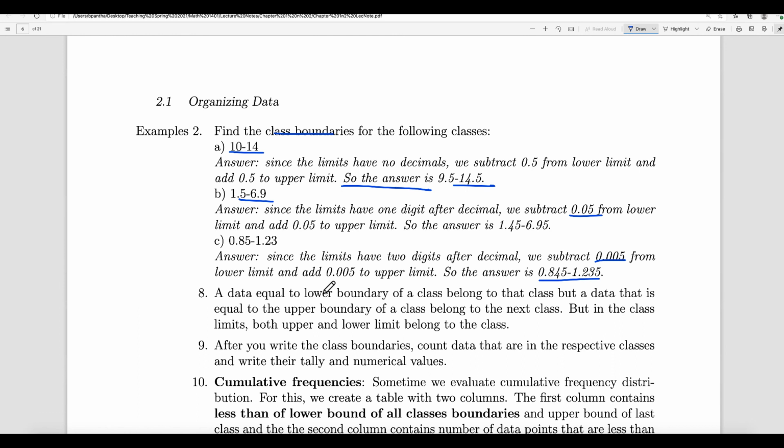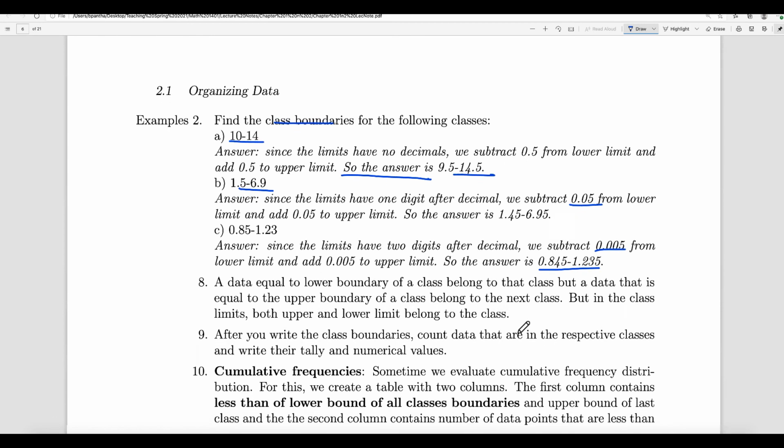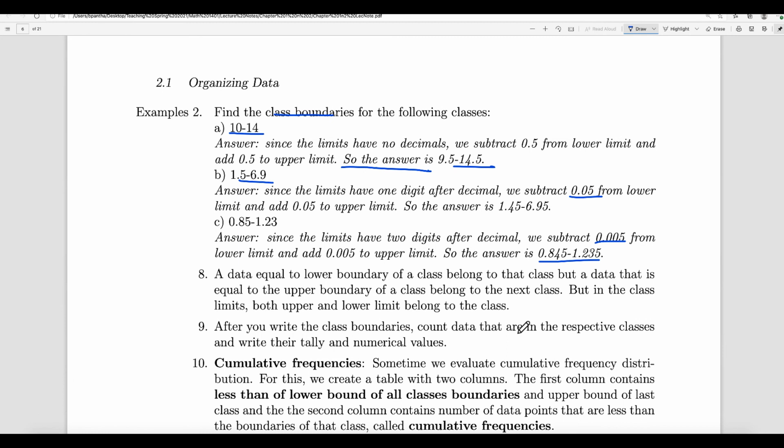Now, a data value equal to the lower boundary of a class belongs to that class, but a data value equal to the upper boundary of a class belongs to the next class. That's what I just mentioned. But in the class limits, both the upper and lower limit belong to that class.